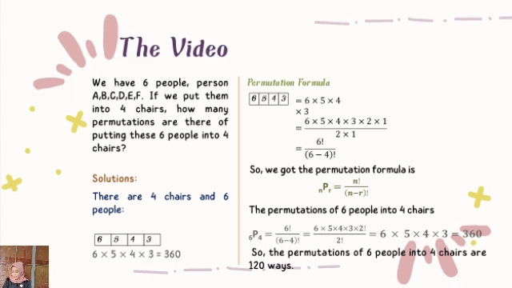The permutation of 6 people into 4 chairs is the number of 4-permutations of 6 equals 6 factorial over 6 minus 4 factorial equals 6 times 5 times 4 times 3 times 2 factorial over 2 factorial. So we have 6 times 5 times 4 times 3 equals 360. So the permutation of 6 people into 4 chairs is 360.